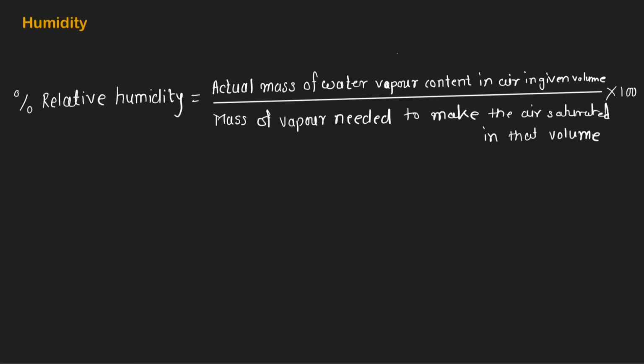Now the next point is humidity. Due to evaporation, there is water vapor in the atmosphere, and that makes moisture in air. That moisture in the atmosphere is called humidity. You also know the formula of relative humidity, which we have to know because we can use it in physics. The formula of percentage relative humidity is the actual mass of water vapor content in air in a given volume to the mass of vapor needed to make the air saturated in that volume, into 100.